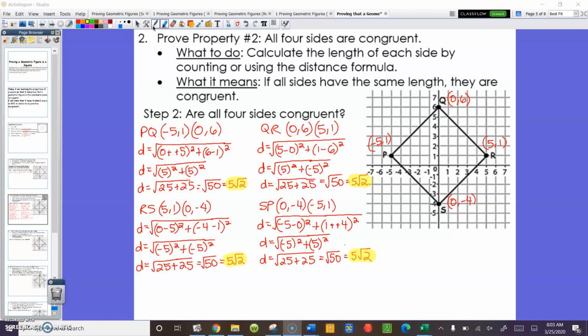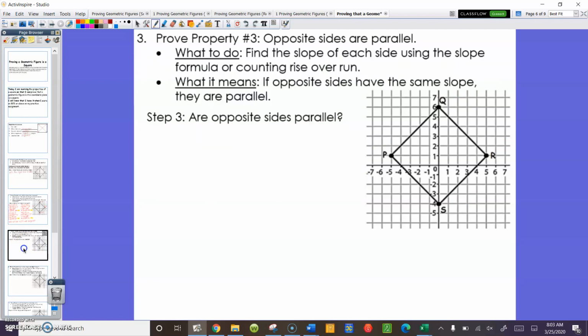Okay, for all 4 sides, you should have gotten 5 square root 2. So as far as what it means, if all sides have the same length, they are congruent. So now we can answer our question for step 2. Are all 4 sides congruent? Yes, all 4 sides are congruent. So far we have proved 2 out of the 5 properties. Let's move on to property 3.